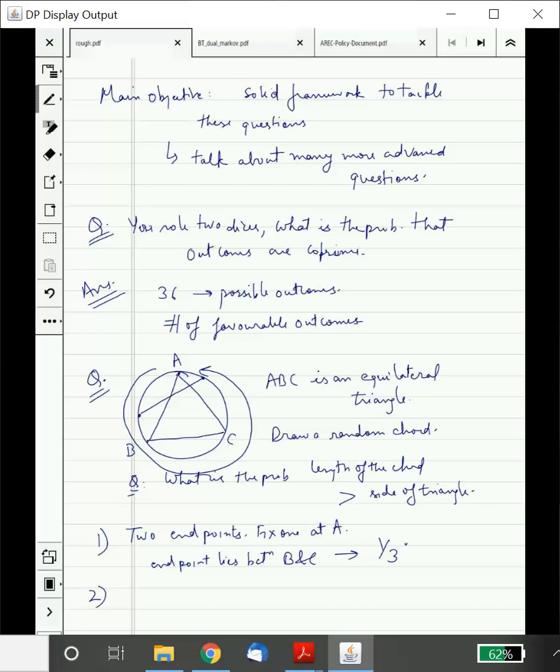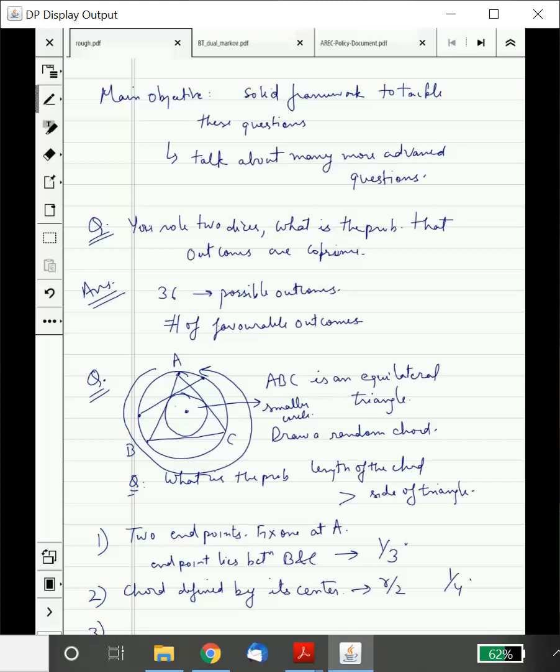We know that a chord on a circle is defined by its center. Where should the center lie so that the chord has length more than the side AB? And you will see that this happens only if the center lies in this smaller circle. I will not give you the details, but you can check that the radius of this circle is going to be half the radius of this bigger circle, and that means the probability will become 1 by 4. So when the center lies in this circle, then the chord is bigger, otherwise smaller. What happened here? The answer came out to be different.